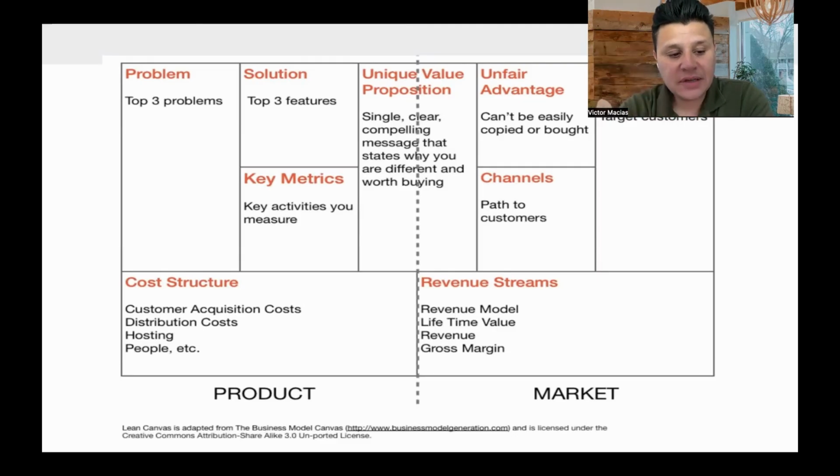On the bottom left, it's your cost structure. How much are things going to cost? How much do your costs change if your volume increases? And then revenue streams, how are you going to make money? The great thing about the lean startup process is that everything on here is pretty much an assumption. You're going to test the assumption, you're going to adapt, and you're going to adjust.